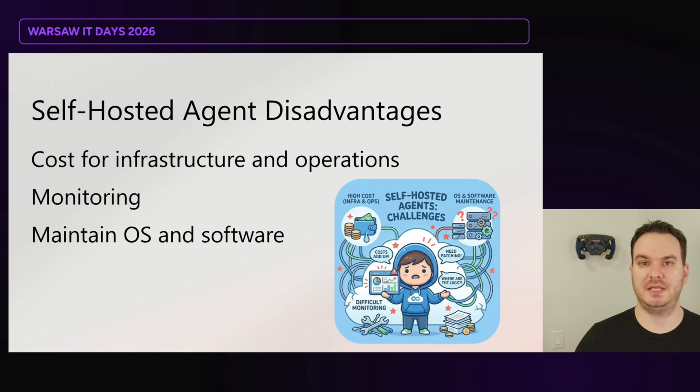I also have to update the operating system. I have to update the software. For example, in November, we will get .NET 11. This means someone from my team has to connect to the VM and install .NET 11. Otherwise, I don't have it available.